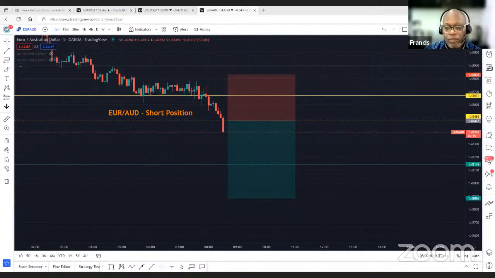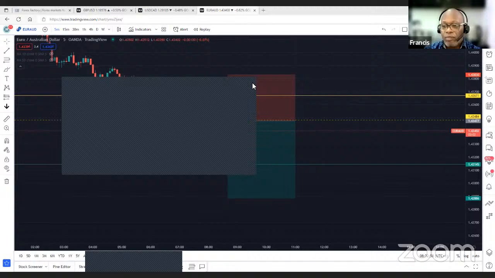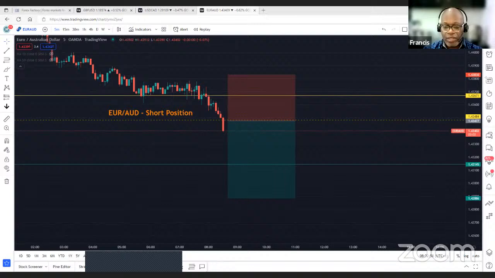Okay, we're in about 6 pip profit already or so. What I'll do is I prefer to go into profit, maybe even secure my position before getting into a second trade. Like I say, we're looking at three pairs at least: USD CAD, Pound USD, and Euro Aussie dollar.